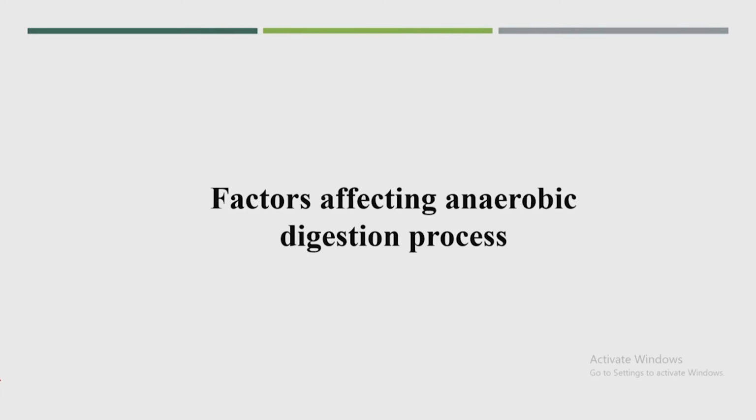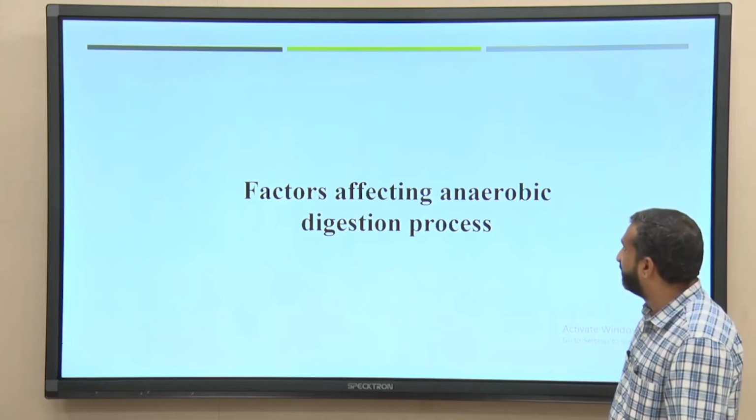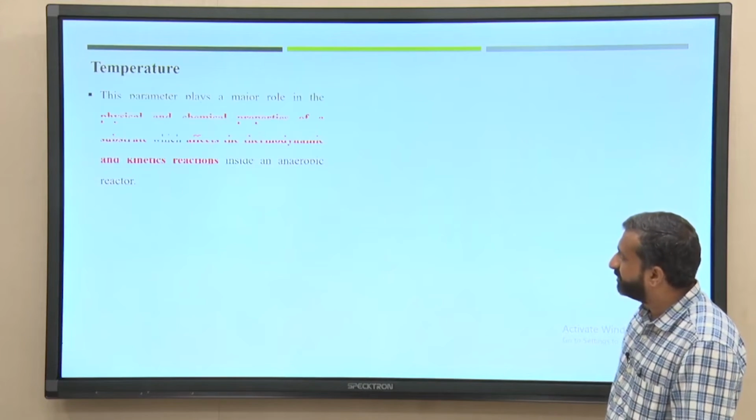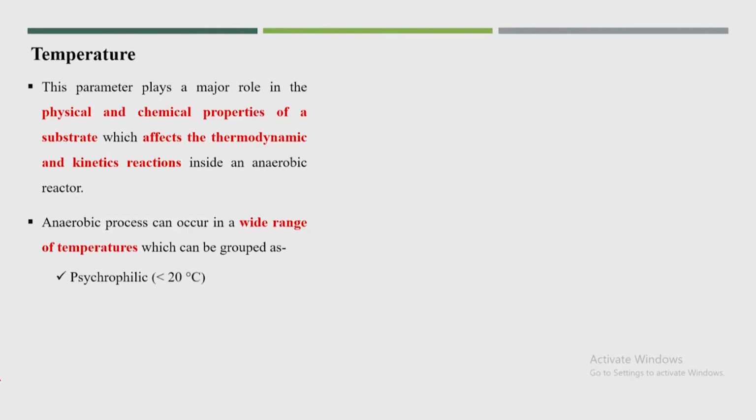Now, once we know the different stages of the anaerobic digestion process, we will go for the factors affecting the anaerobic digestion process. So, first is temperature. This parameter plays a major role in the physical chemical properties of the substrate, which affect the thermodynamics and kinetic reactions inside the reactor. So, the anaerobic process can occur at a wide range of temperatures, which can be grouped as psychrophilic, less than 20 degrees, mesophilic, 20 to 45 degrees, and thermophilic, 45 to 65 degrees centigrade.